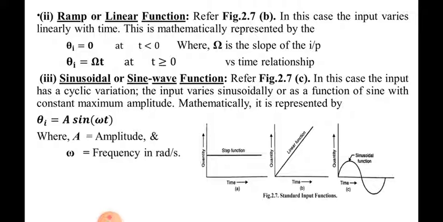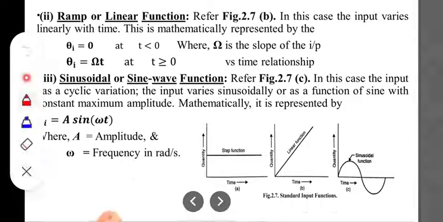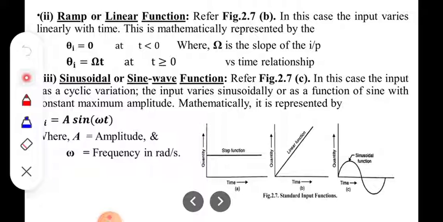Next we will have to study the ramp or linear function. What is ramp or linear function? In figure number 2.7, standard input functions are shown in three diagrams, a, b, and c. Okay, so that graph is showing time on the x-axis and quantity on the y-axis. Okay, in this case the input varies linearly with time. In the very first diagram we can observe that whatever input we have given to the instrument or measurement system follows linearity.